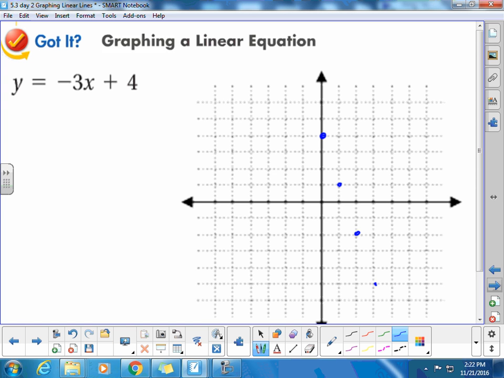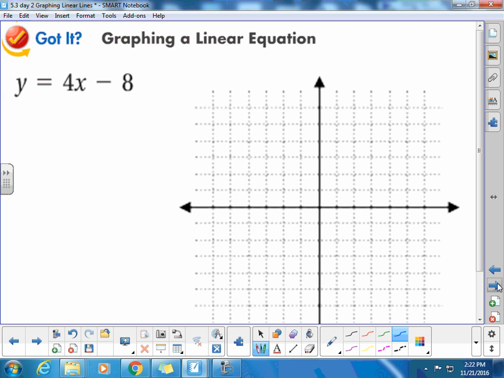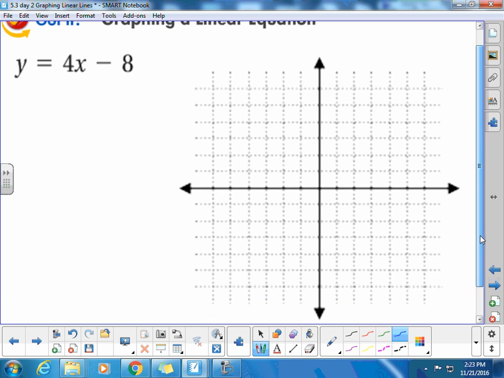Notice this one has a negative 3 slope and a starting point of 4. So I put my first point on 4. And then I went down 3, right 1. Down 3, right 1. So that would be my line. Go ahead and put me on pause and do this one also.